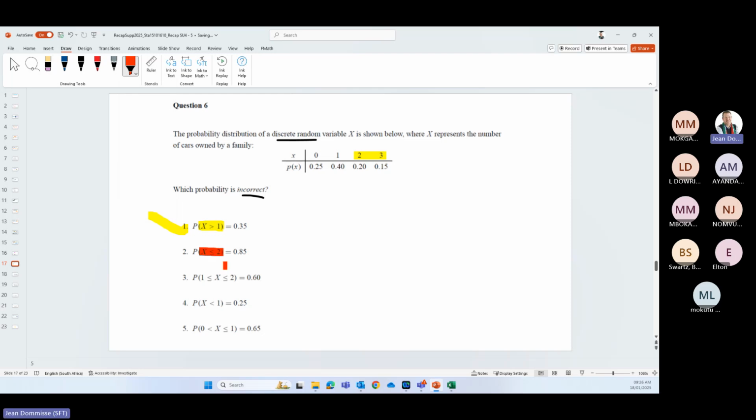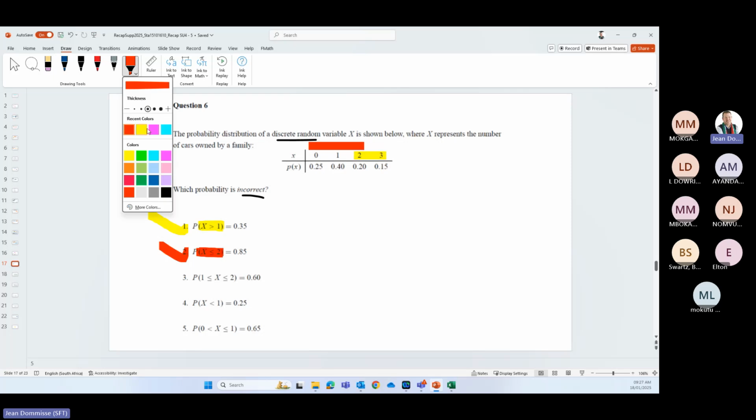X smaller than 2, sorry, let's reread that. X smaller or equal to 2, so it is 2 and smaller. So 0.25 plus 0.4 plus 0.2. We add those three together, we get 0.85. Again, very important, where if I had now said smaller than 2, I would have then only gone to 0 and 1, and I would have made that mistake of not adding the necessary numbers.